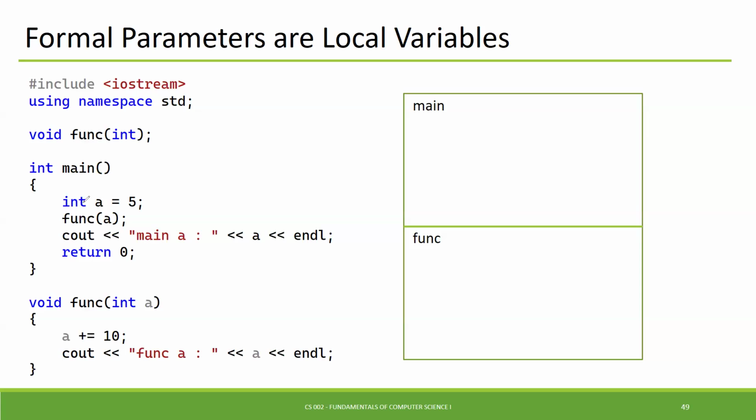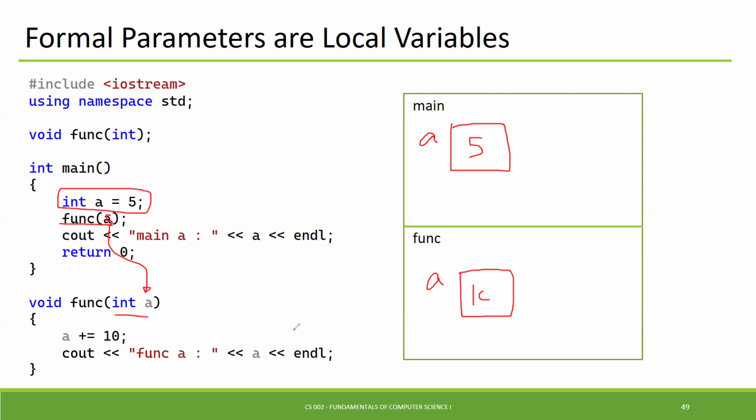See? A is in the main. funcA(5). Arguments will be passed to here. A is created in the func, right? It is 5 at first, because the argument is 5. And then I increment A by 10, so it becomes 15. Right? See, they are both A, but they have different values, right?